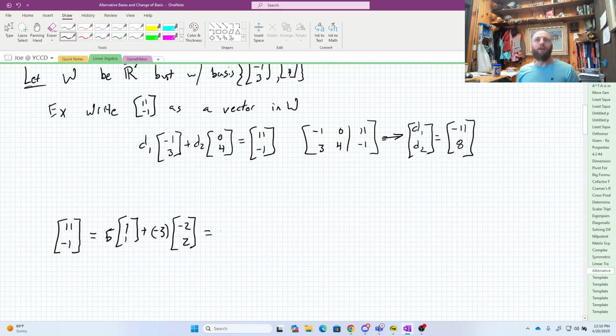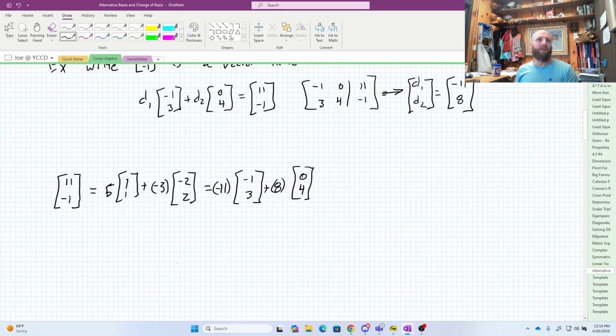Or I could write it out as negative 11 times negative 1, 3 plus 8 times 0, 4. Right? Now, the trick with this, the thing that's kind of cool, is I can then rearrange these a little bit. So I can rewrite this, thinking about my matrix V, as V times the vector 5, negative 3.